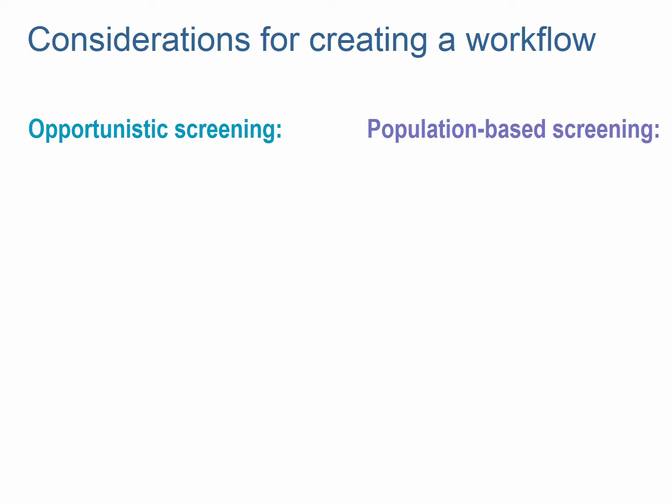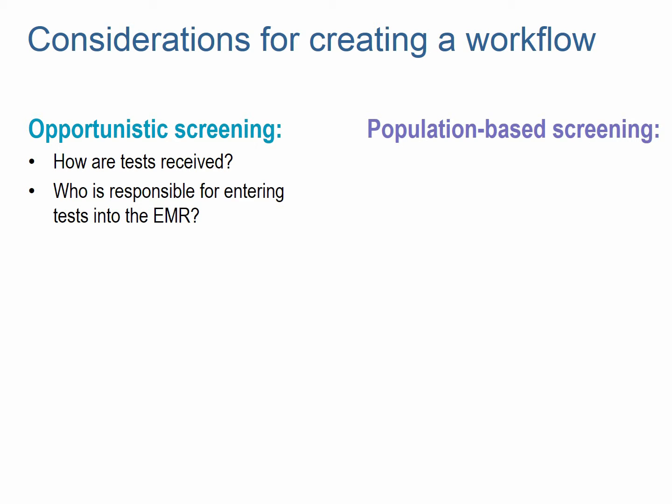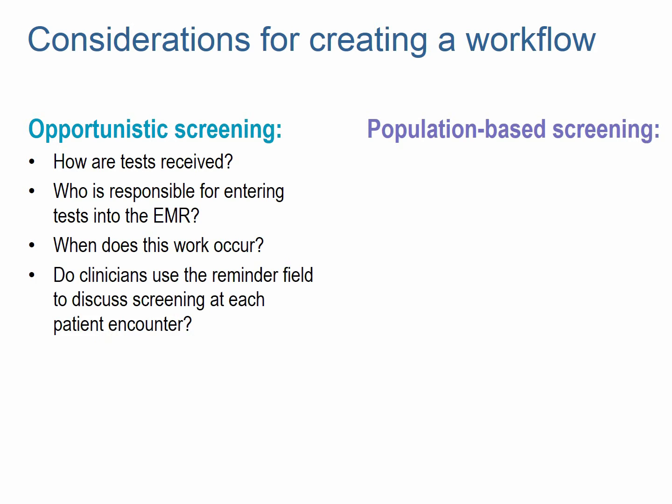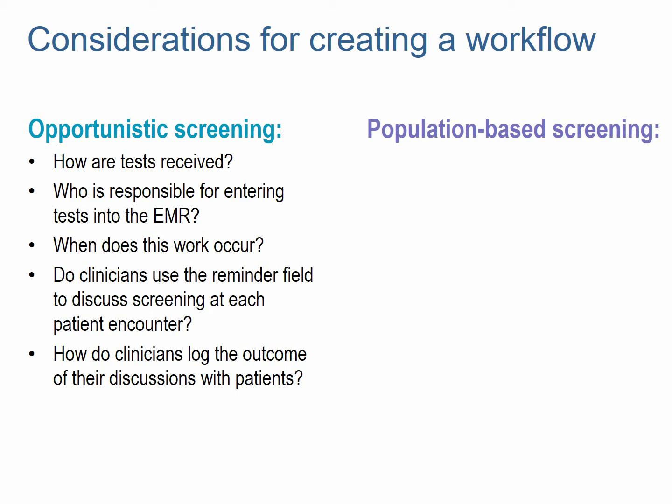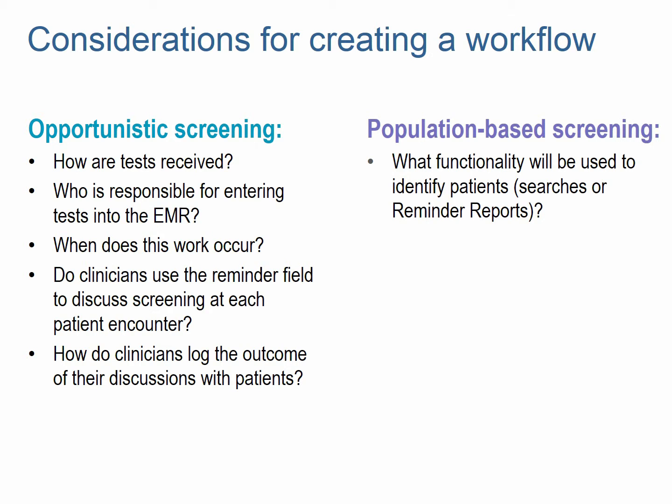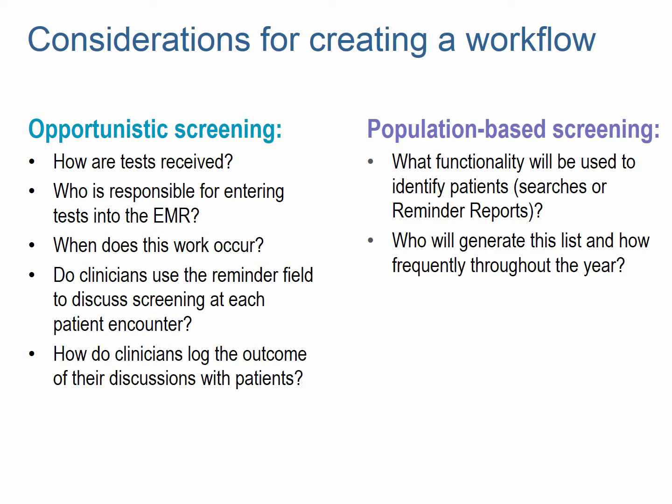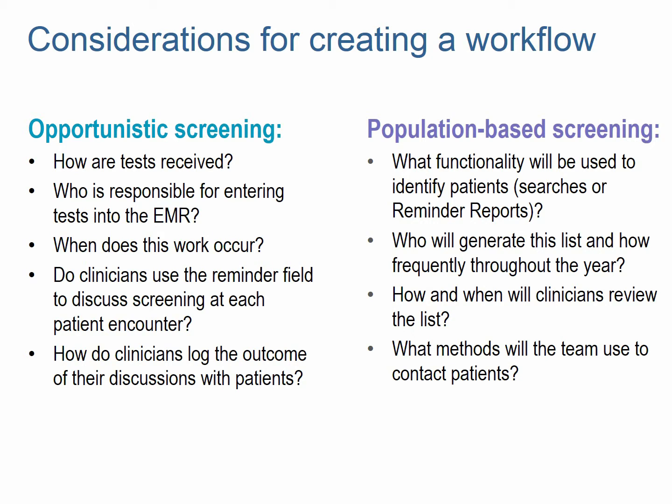With that in mind, we have compiled a list of considerations that should be documented in every step of a team's cancer screening workflow. For opportunistic screening, these considerations include how tests are received from the lab and who enters the results into the EMR. How does the clinician use the reminder field to discuss screening? How is this discussion logged in the patient records? For population-based screening, some considerations include what EMR functionality will be used to identify patients due for screening? Who generates the list and how frequently throughout the year? How and when will a clinician review the list? What methods will the team use to contact patients? And how will you know that this effort was successful?